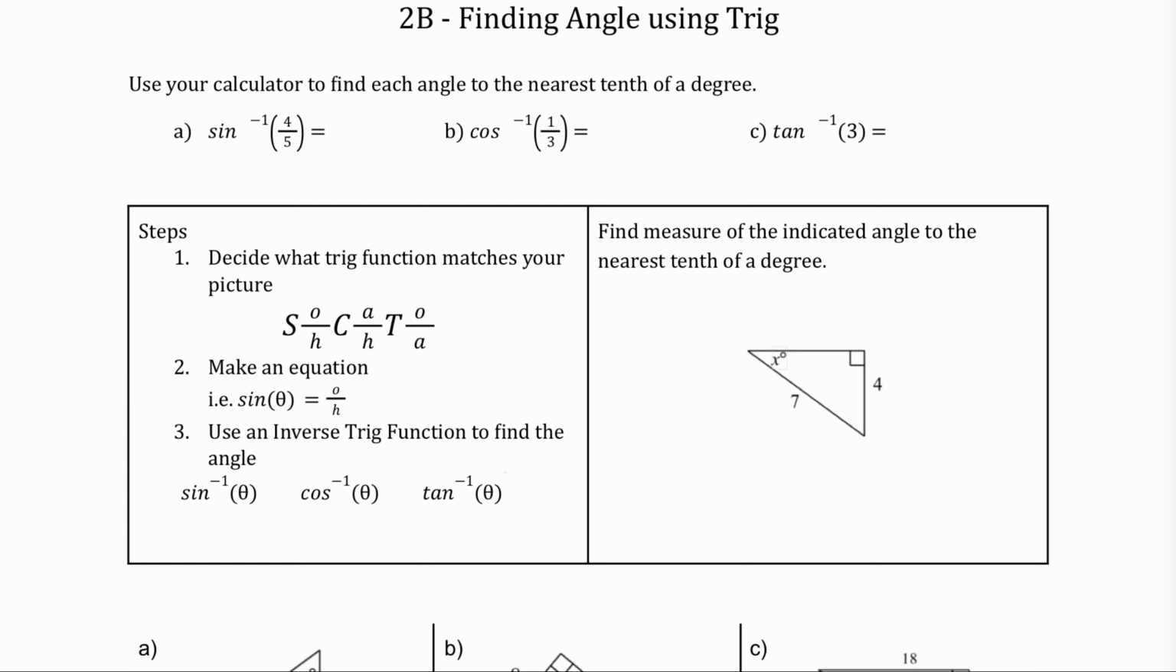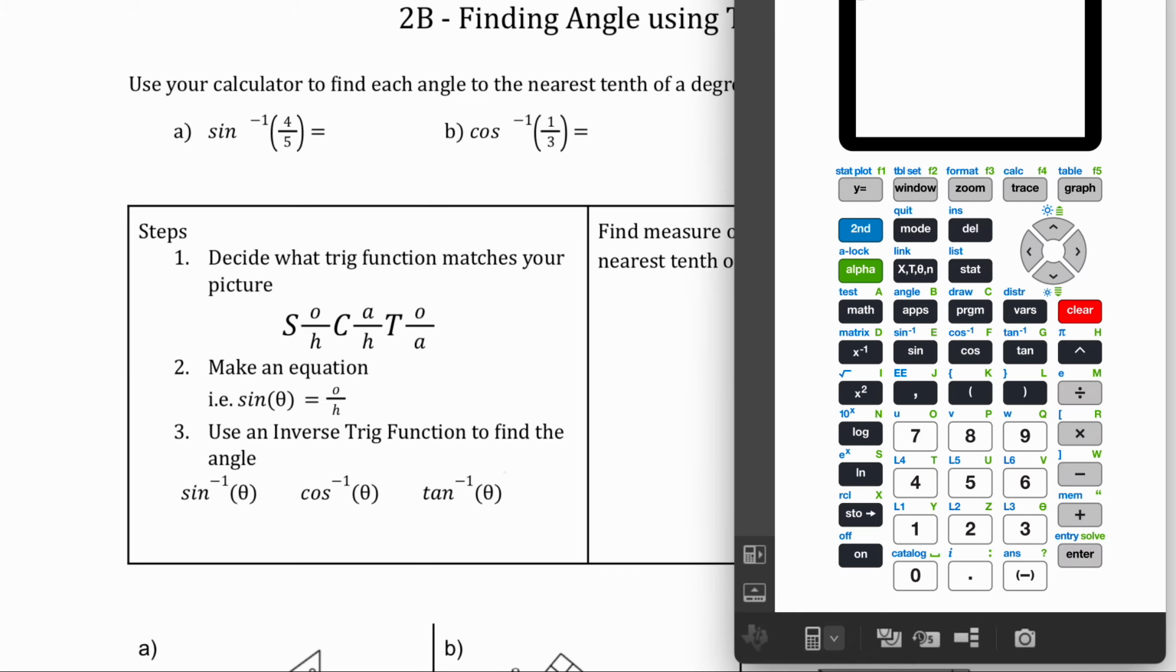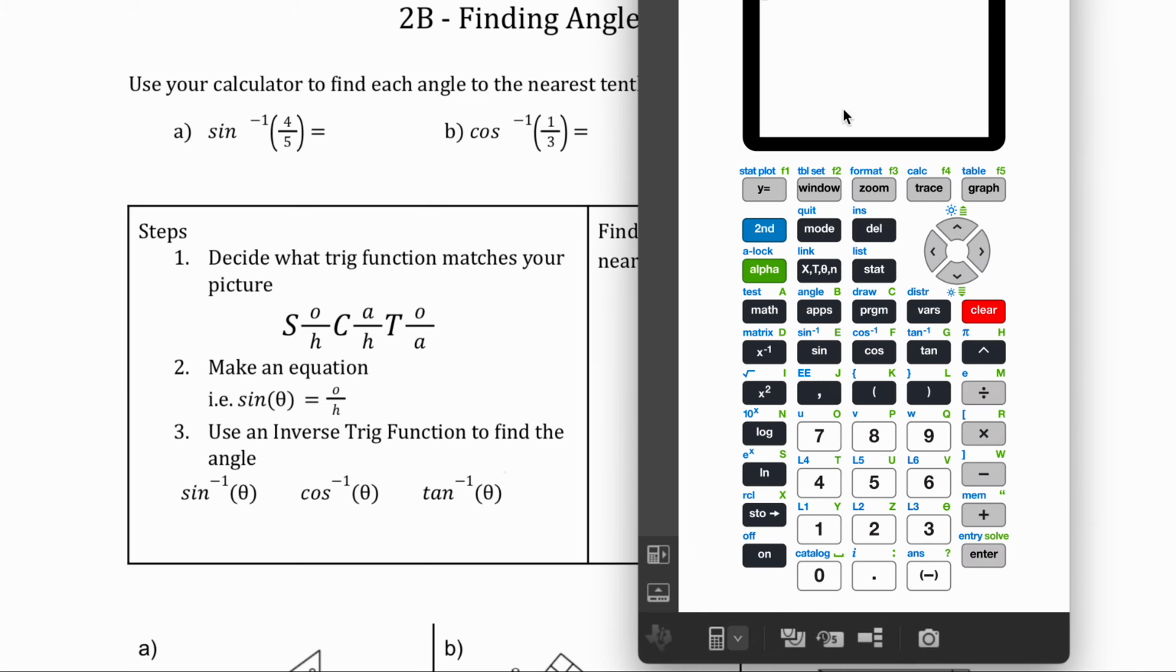This is 2b. We're finding the angle of this triangle, right? A missing angle of a triangle using our trig functions. So this one's going to require a little new button on the calculator that we'll start out with. If you take a look at your calculator, you'll notice that it's got buttons above sine, cosine, and tangent that has sine with that little -1.